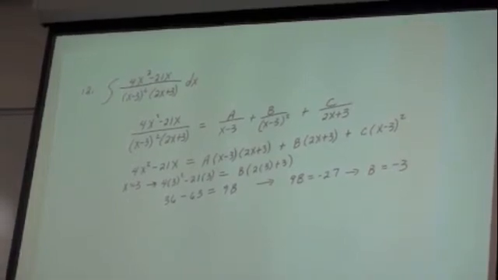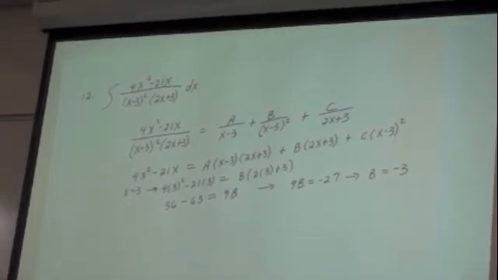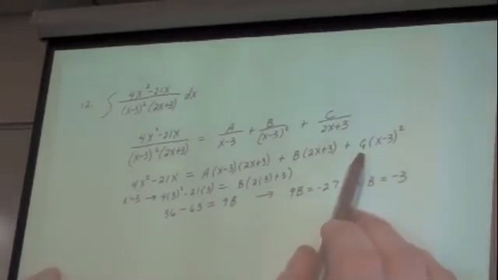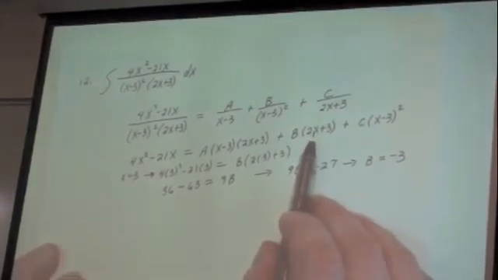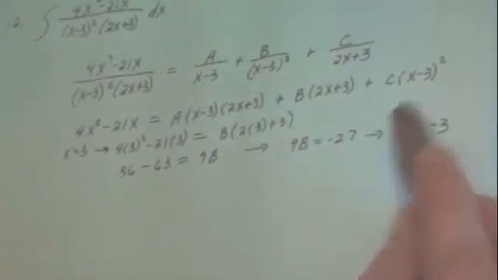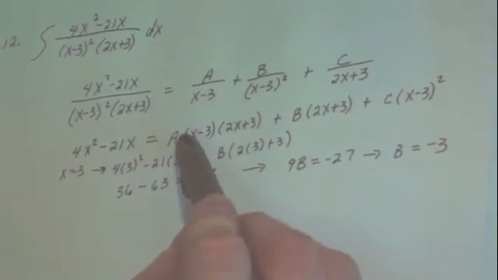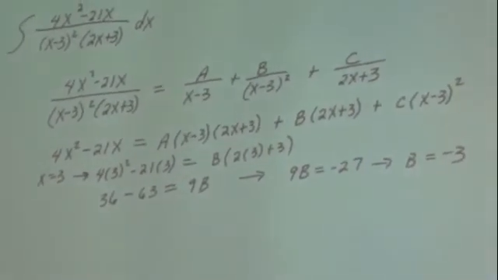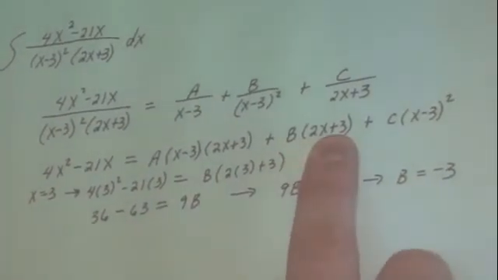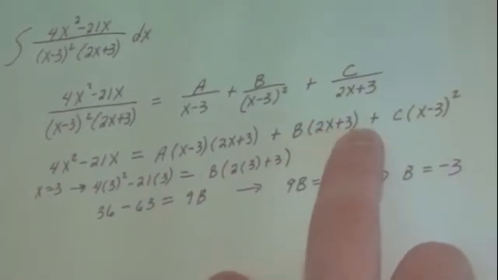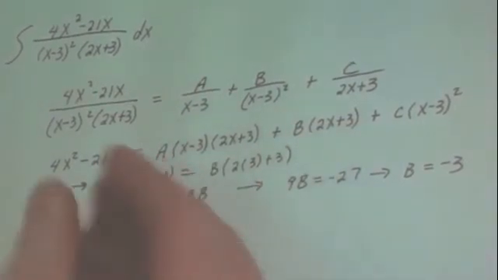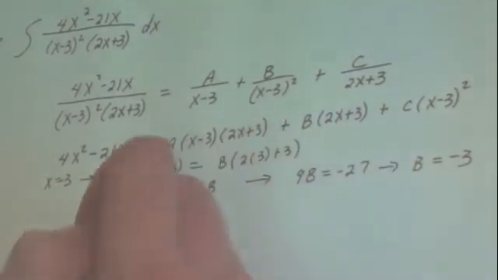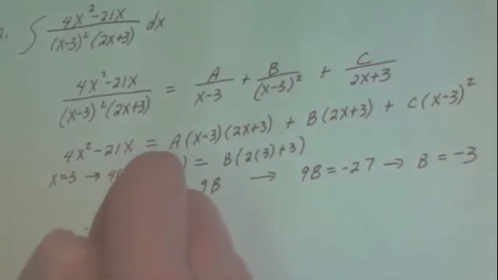Now I need to try to solve for A and C. It's fairly easy to solve for C. What value would I let x equal if I want to get rid of terms A and B? Excellent. If x is negative 1.5, then 2 times negative 1.5 is negative 3. Negative 3 plus 3 is 0. Cancels out both A and B. So I'll let x equal negative 1.5, I'm going to call it negative 3 over 2.